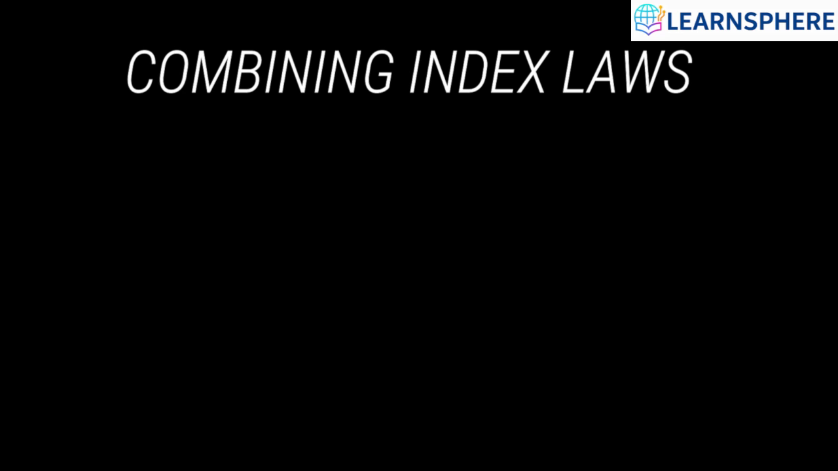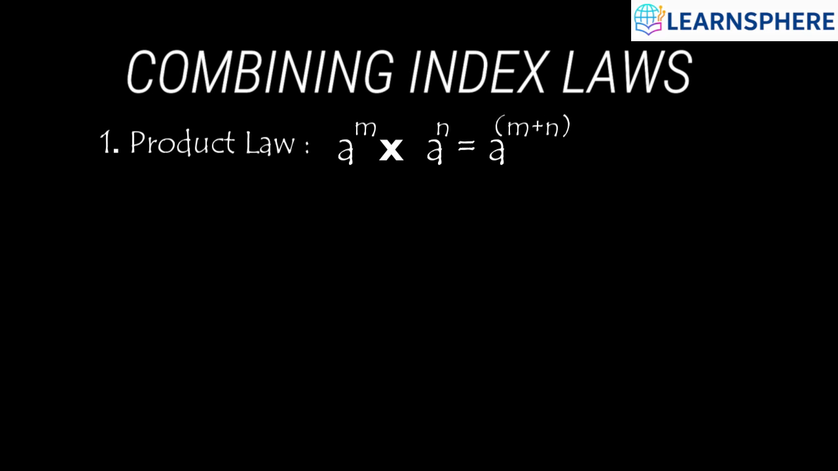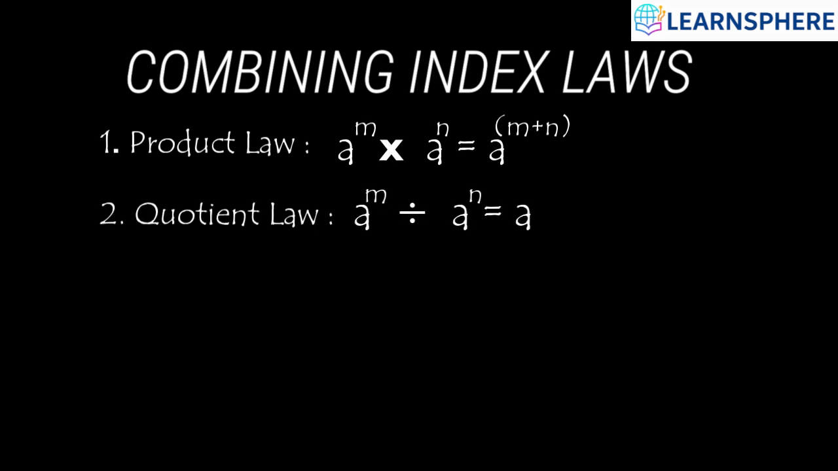The key laws of indices you need to know are, firstly, the product law, where we have a to the power of m times a to the power of n. As both bases are the same, we have to add the powers. So we'll get a to the power of m plus n. For the second law, the quotient law, where we have a to the power of m divided by a to the power of n, as they are of the same base, the powers are subtracted, where we will get a to the power of m minus n.